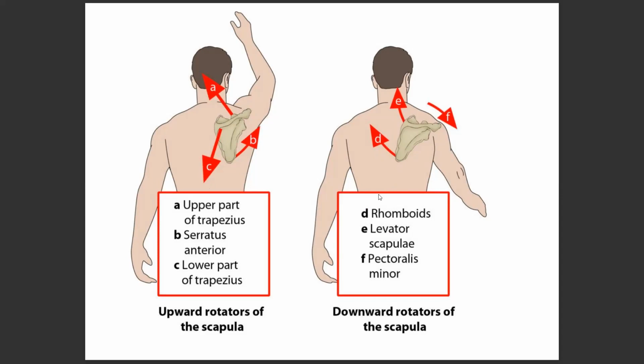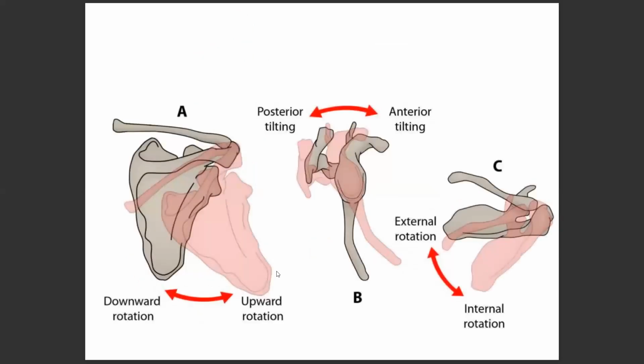So for normal healthy orthokinematics and osteokinematics, and for normal biomechanics of the shoulder joint complex, the balance between these muscles is important. These are the movements. This is the downward and upward rotation of the scapula. This is the anterior posterior tilting, while this is the external and internal rotation of the scapula.